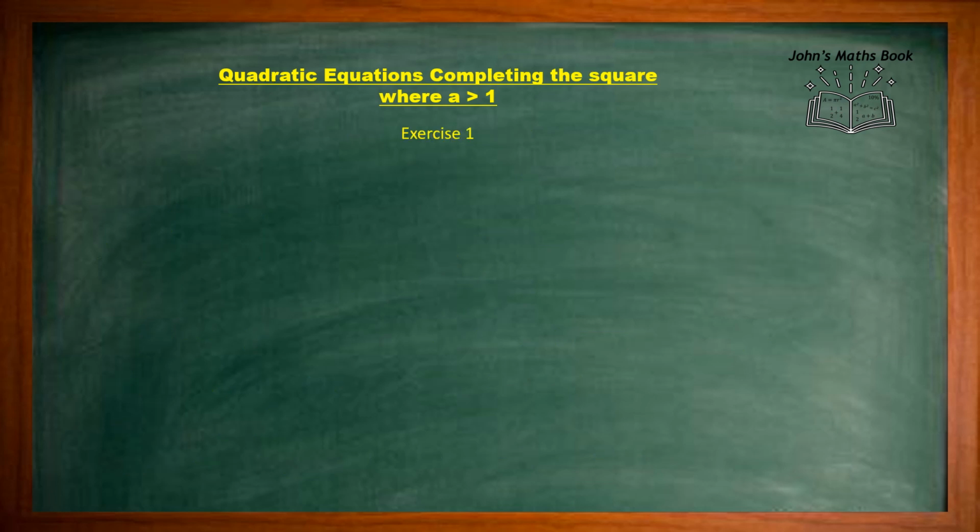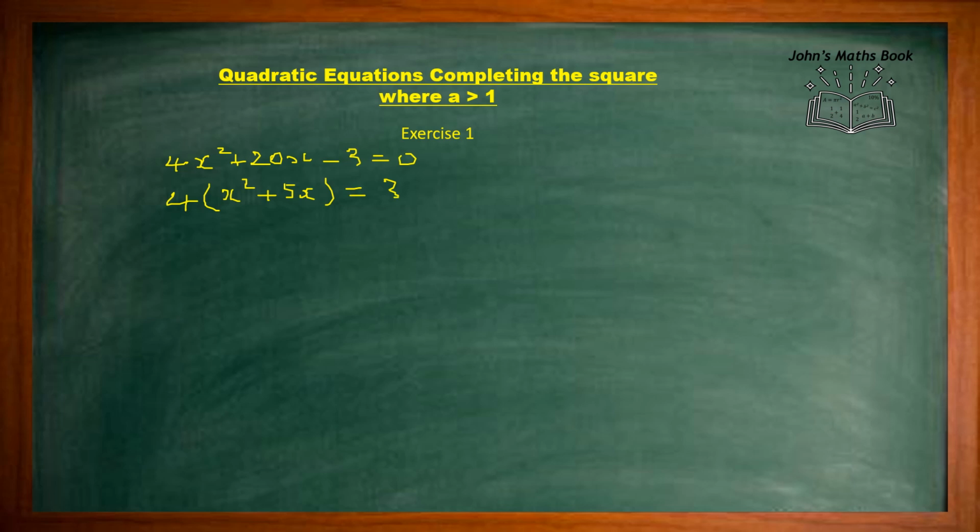So for exercise 1, solve the quadratic 4x squared plus 20x minus 3 equals 0. Pause the video and see if you can work out the answer. Hopefully you got the answer. Let's work through it. So if we factorize the x terms, we can take 4 out and multiply x squared plus 5x, and that equals 3.